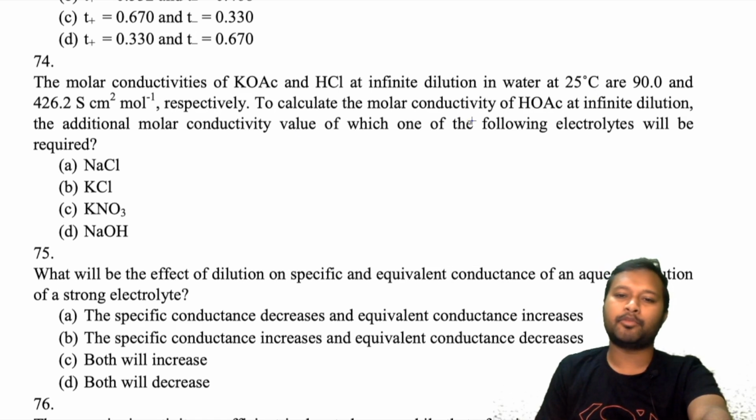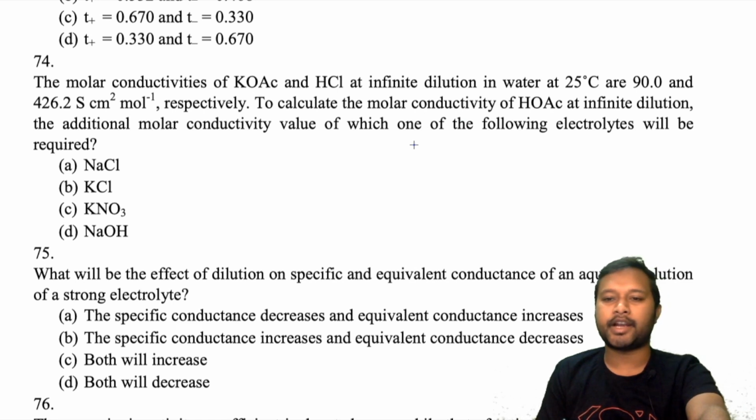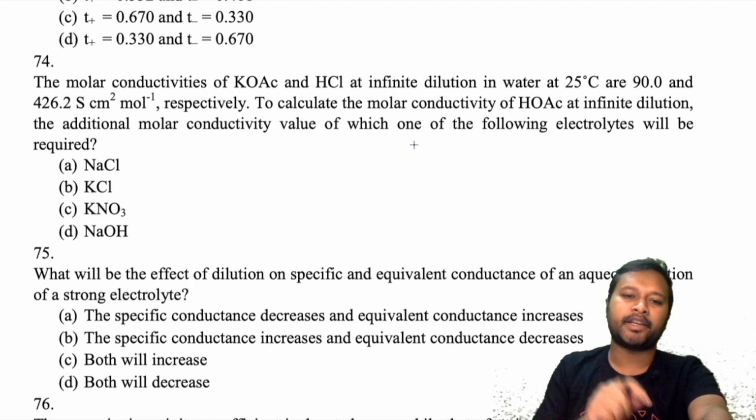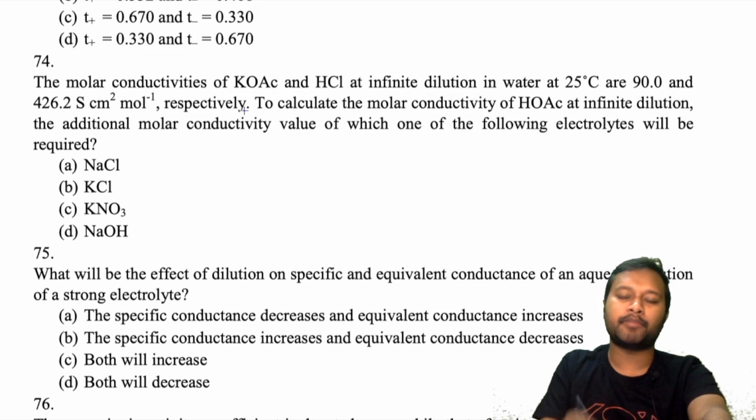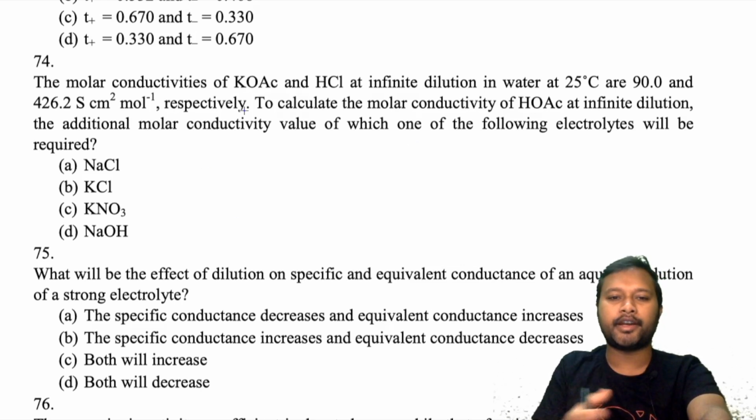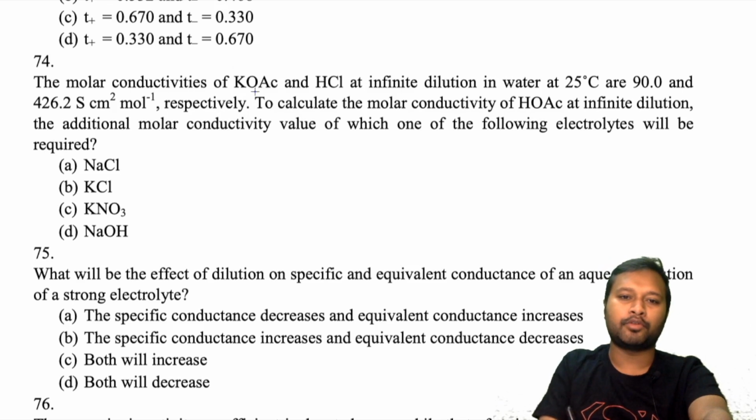To calculate the molar conductivity of HOAc at infinite dilution, the molecular conductivity value of which of the following electrolytes will be used? So it's simple. By the Kohlrausch law at infinite dilution, you have studied that if you know for KOAc and for HCl, then to calculate for HOAc, you need for KCl, right? So KCl should be known in order to do that. So, a simple and direct answer for this.